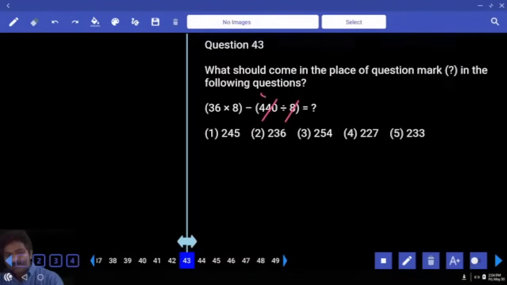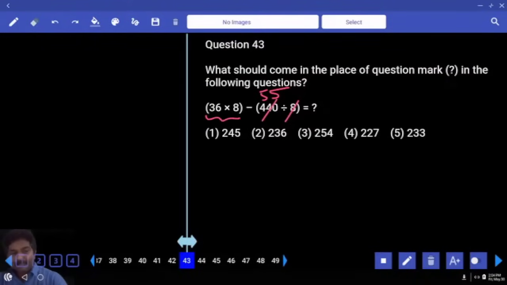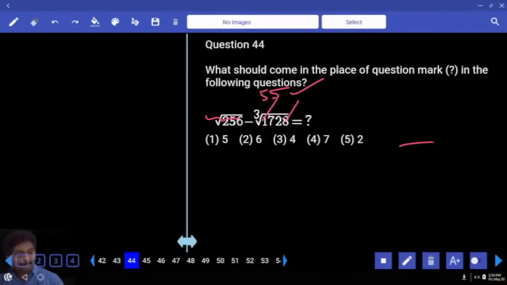Eight, how many times? 50. First number ends with minus 5, ends with fifth option. Under root, cube root, answer, option.